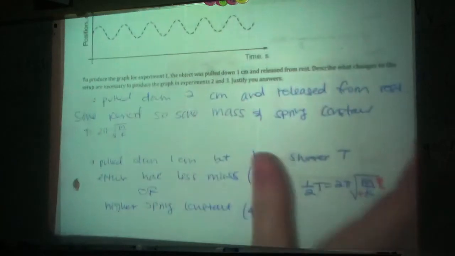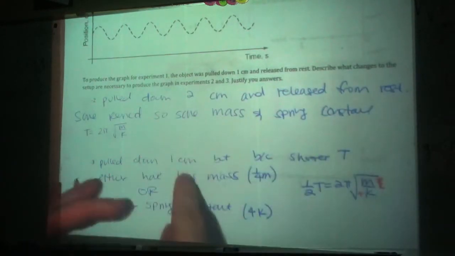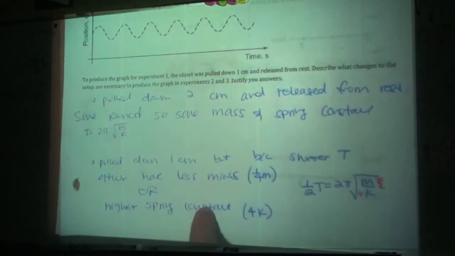You don't have to give the actual numerics. Just saying you either decrease the mass or increase the spring constant because you have a shorter period would be enough, but I just wanted you to see that it's not actually a factor of 2, it's a factor of 4 inside the square root.